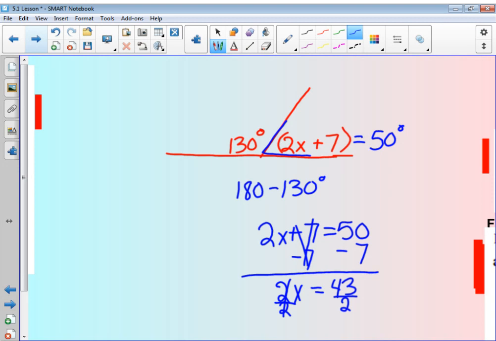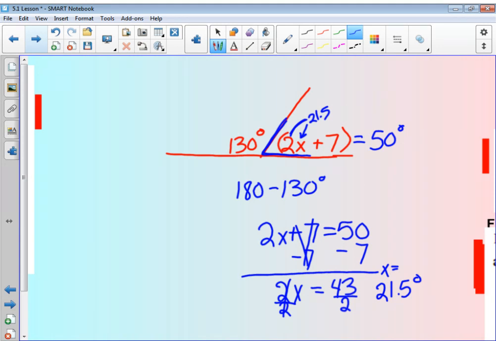So if I take 43 and divide that by 2, 42 divided by 2 would be 21, so it'd be 21.5 degrees. Now, that doesn't mean that this angle is 21.5. It means the angle is 50 degrees, but when we just solved for x, it was 21.5. So I could substitute in just to check it. If I put 21.5 there, remember this means to multiply when they're right next to each other. 21.5 times 2 gives me the 43, plus 7 puts me back at 50 degrees.